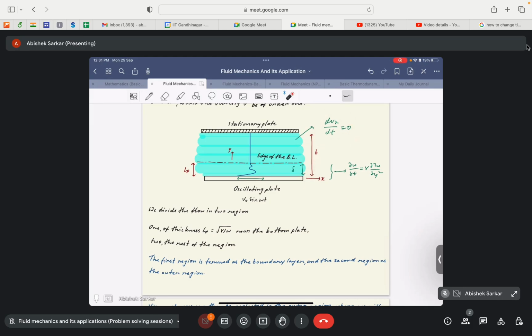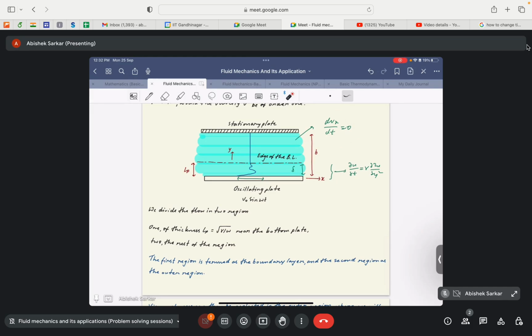The effect of the oscillation of the plate. So now what we did was, we looked into the problem from a different viewpoint. We thought that it might happen that the oscillation of the plate may be felt only to a certain depth of the flow domain, beyond which the effect of the oscillation of the plate will not be felt. So let us scale this depth as delta, some different length scale compared to the length scale that we initially chose.